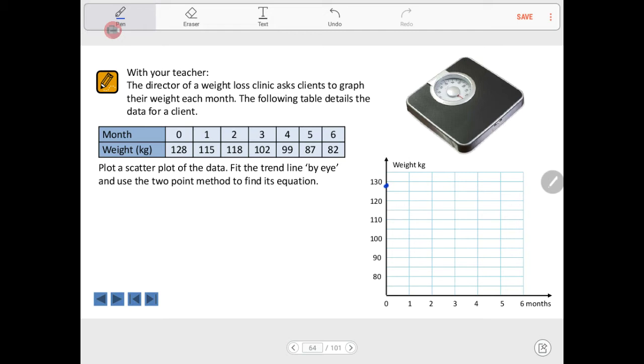So then 1 and 115, well this one's an easy one. That's right on that point there. So you might want to pause the video and complete these points and then see if you get the same as me. Okay, I'll have a go at it now. Finish these ones off. So just near enough is good enough in this situation with a scale like this.